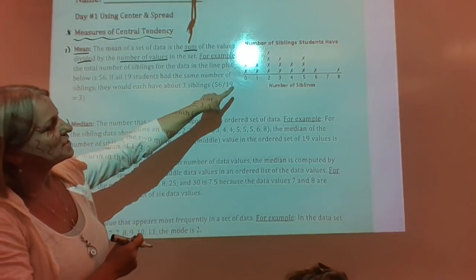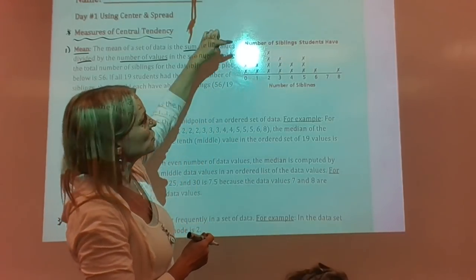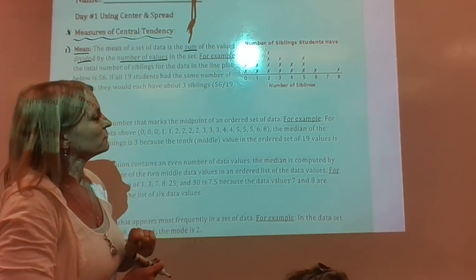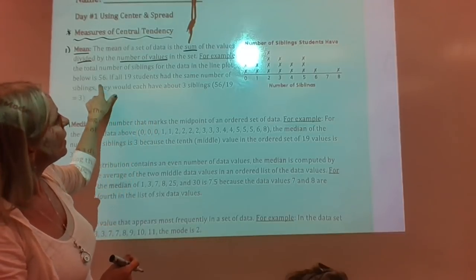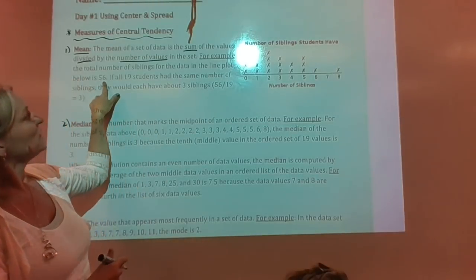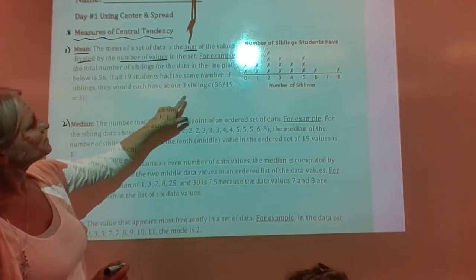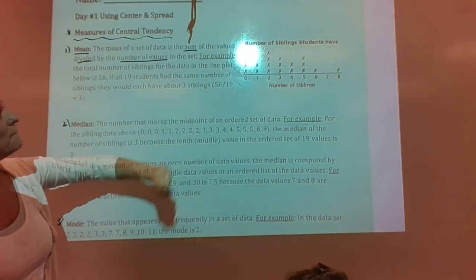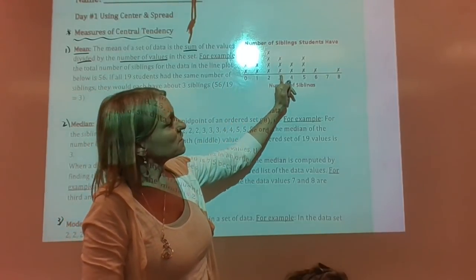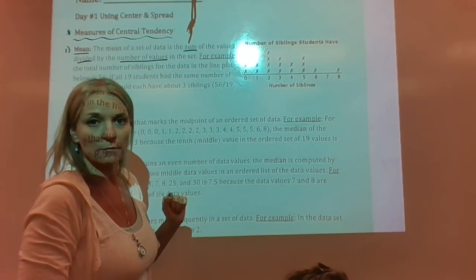So for example, in this data set over here, each check represents the number of siblings a student has. So one student has 0, another one has 0, a third one has 0, and so on. Each check is a different student. When we add up 0 plus 0 plus 0 plus 1 plus 1, and so on, we would get 56, and there are 19 students. So we would take 56 divided by 19, and that would give you about 3 siblings per student. And if you look for 3 in your data, 3 does appear to be near the middle of your data. So that's mean: adding them up and dividing by how many numbers you have.